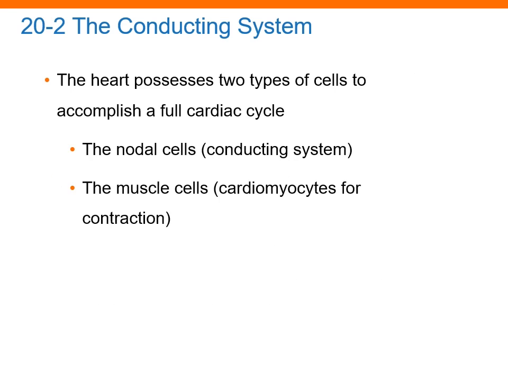Okay, so this kind of summarizes the two main cell types in the heart. The first one is the nodal cells, which is a small mass, which is the conducting system, and the muscle cells is the majority of the heart. That would be called cardiomyocytes for contraction.